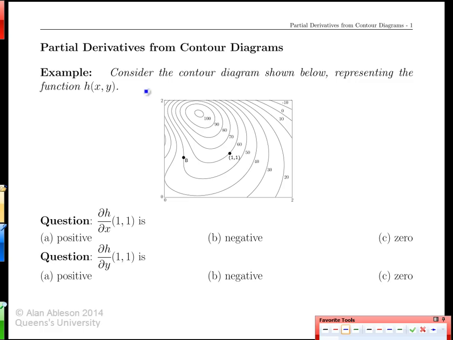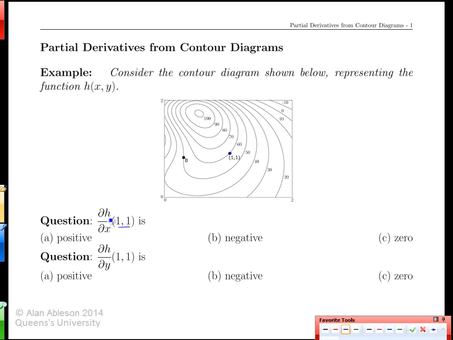Here we're going to combine two fundamental ideas that we've seen so far in analyzing or interpreting graphs of functions of two variables. We're going to combine our partial derivatives with contour diagrams. So this is a good question to self-test yourself with first. Let's imagine that we're at the point 1, 1, so we're here on the graph.